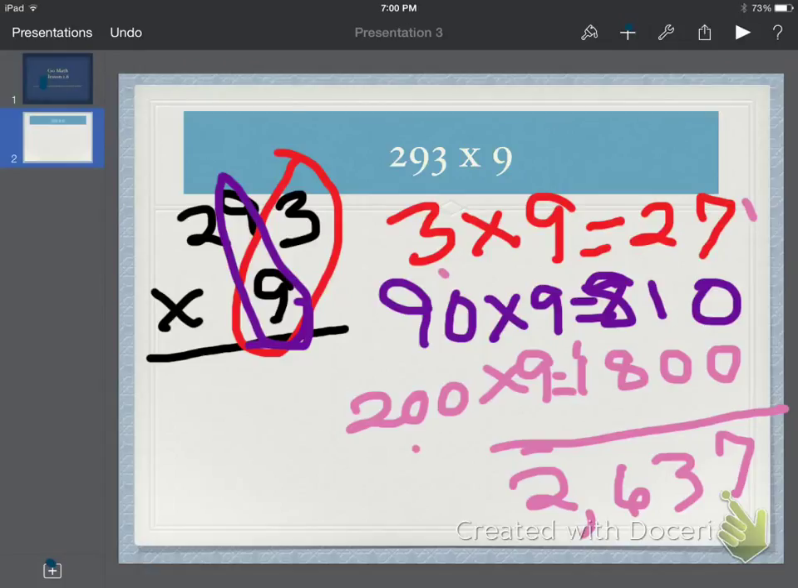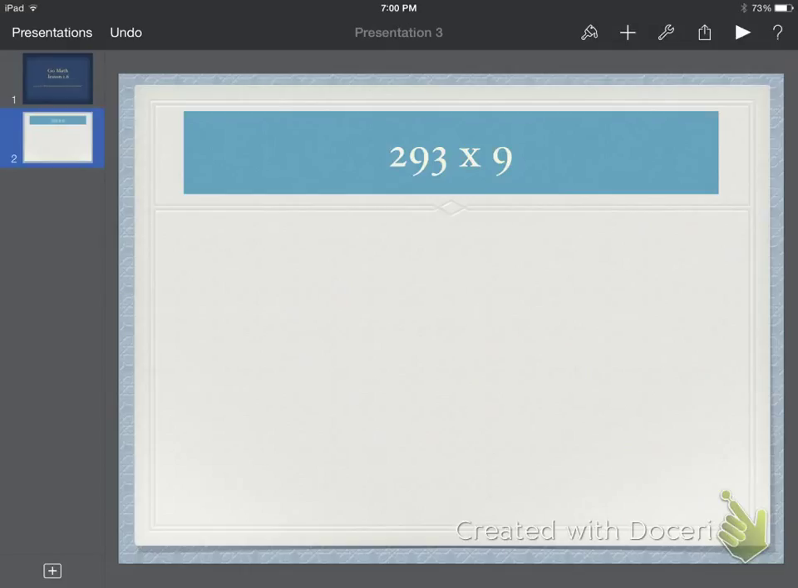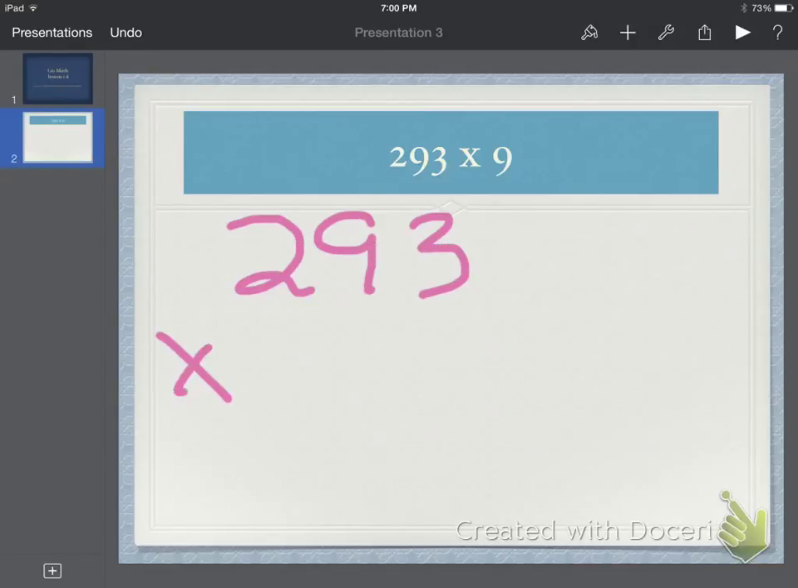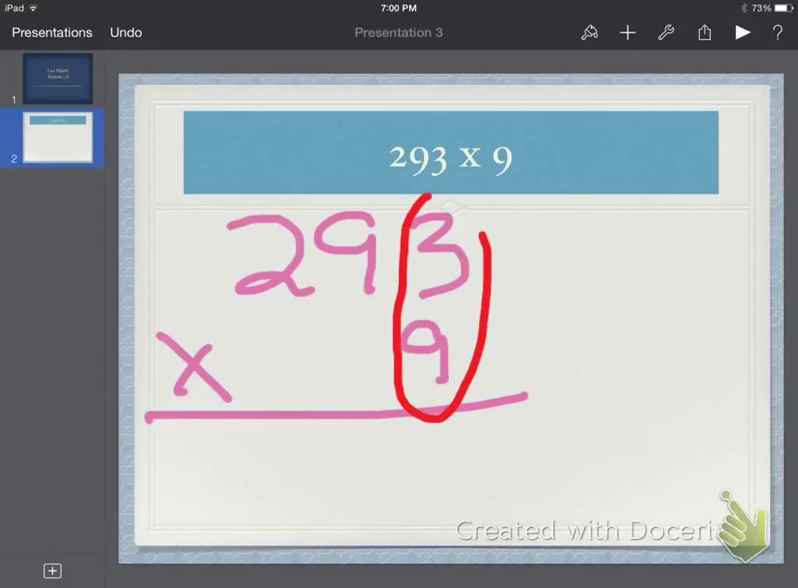So let's look at the traditional algorithm. When we're multiplying 293 times 9, that's what we're actually doing. If we take 293 times 9, that's why we're regrouping, or what regrouping is. There's the 3 times 9. We put down the 7 because we have 7 ones, but we have 2 tens.